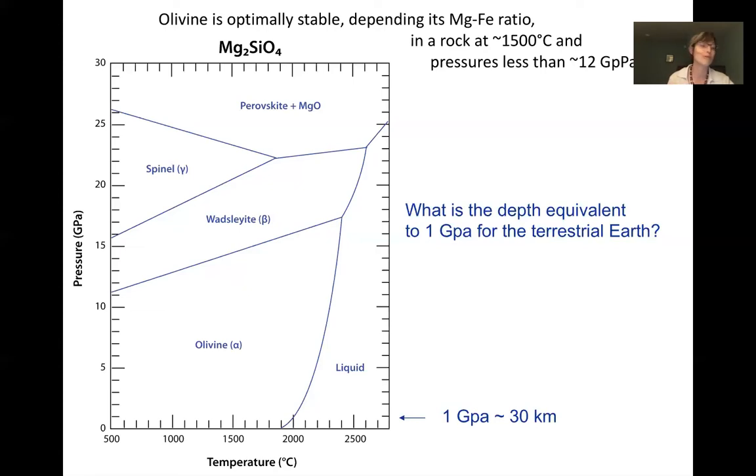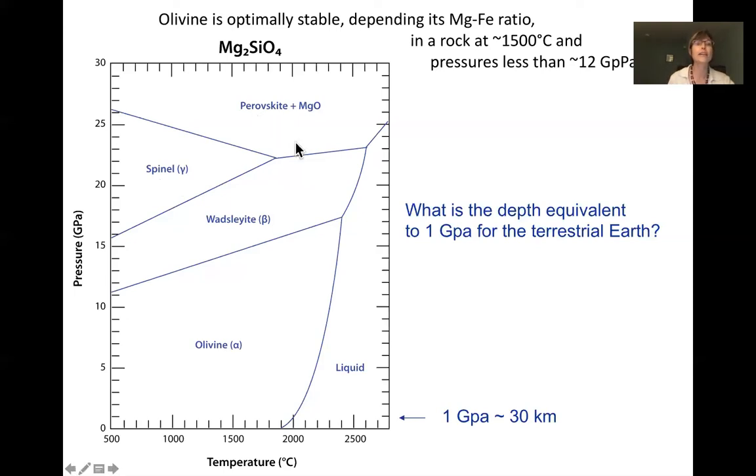I'm gonna let you fill in the blank there. Okay, notice that at higher pressures, there are 3 additional solid minerals that are possible. The mineral wadsleyite, also known as beta form olivine, the mineral spinel or gamma form olivine. This is also now called ringwoodite after a famous experimentalist, Ringwood.